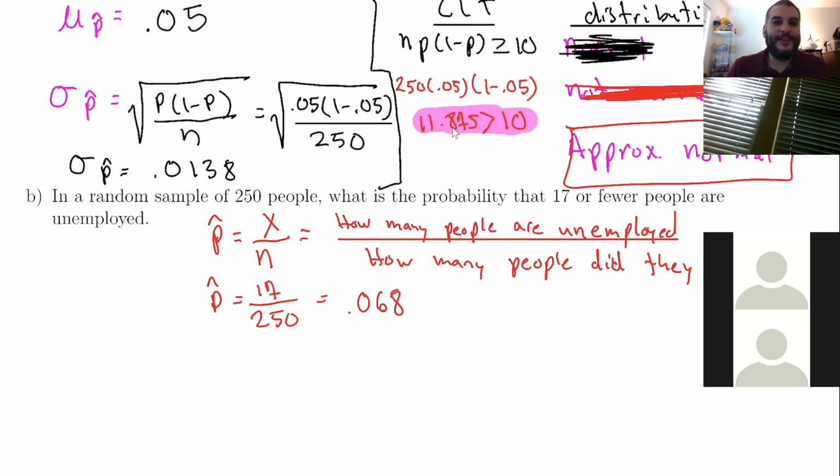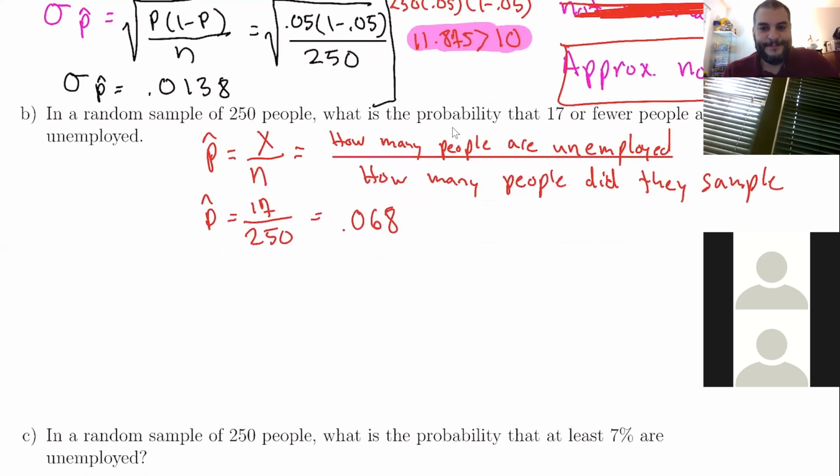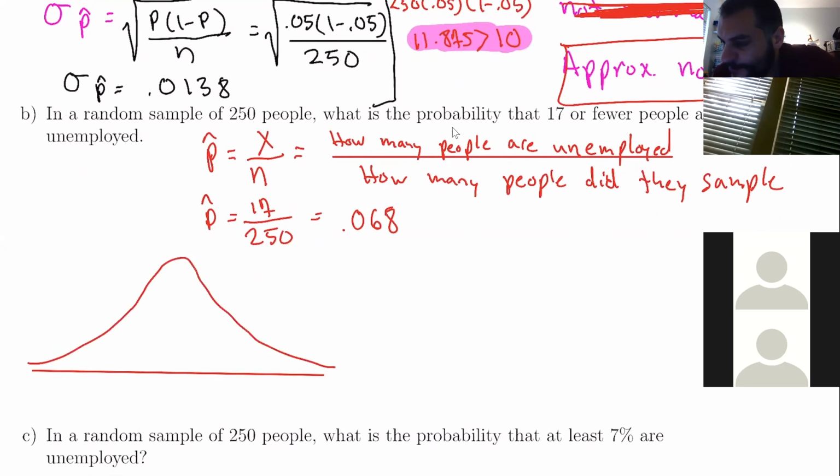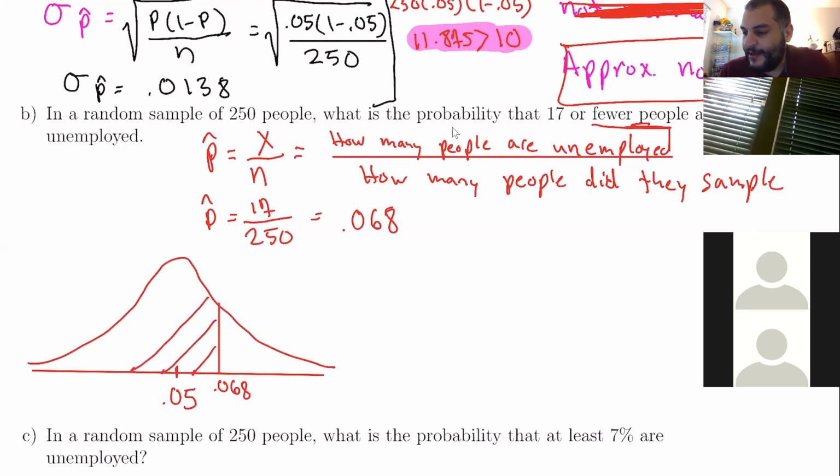So I'm going to go ahead and draw this out. We're going to do the normal CDF, and we're done with this problem. So let's draw this out. 0.05 goes in the middle. 0.068 goes to the right of it because 0.068 is bigger than 0.05. And if you remember, they wanted fewer people. Fewer people means less than, so you shade the left-hand side.